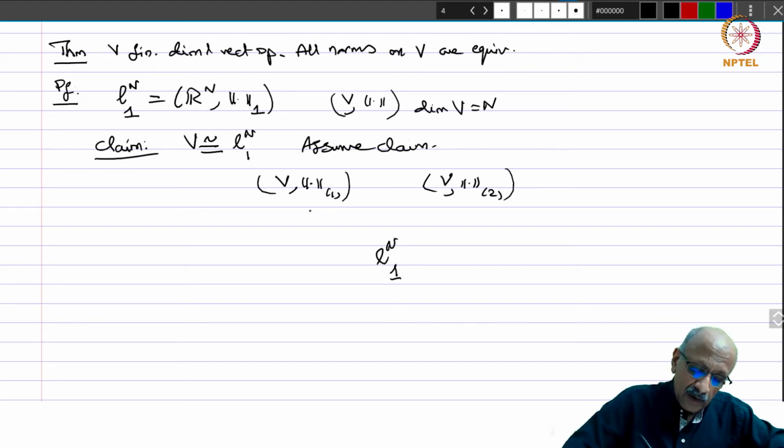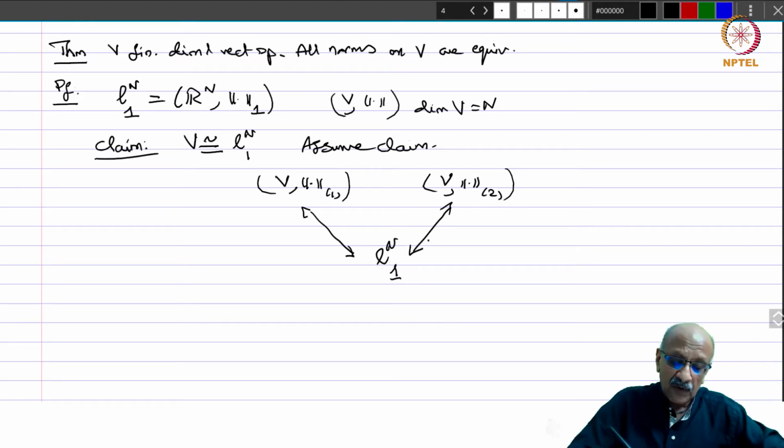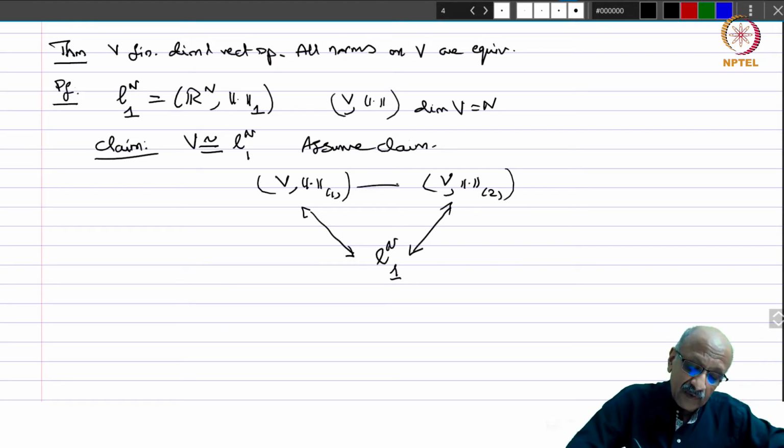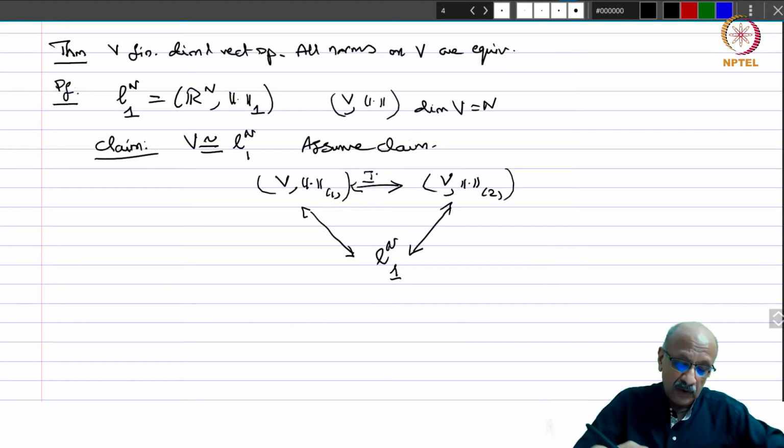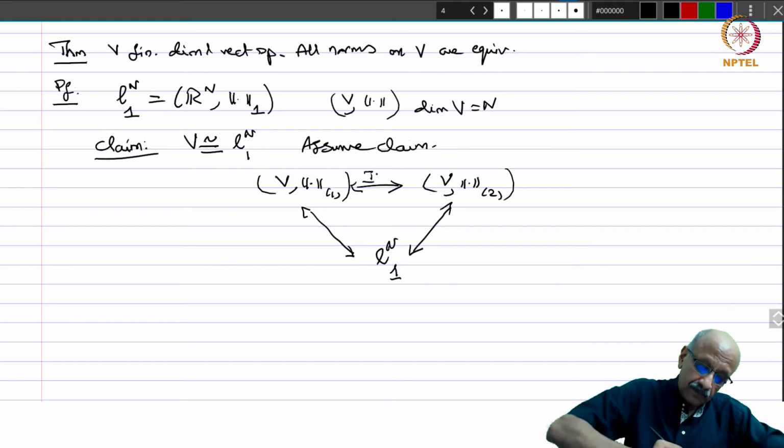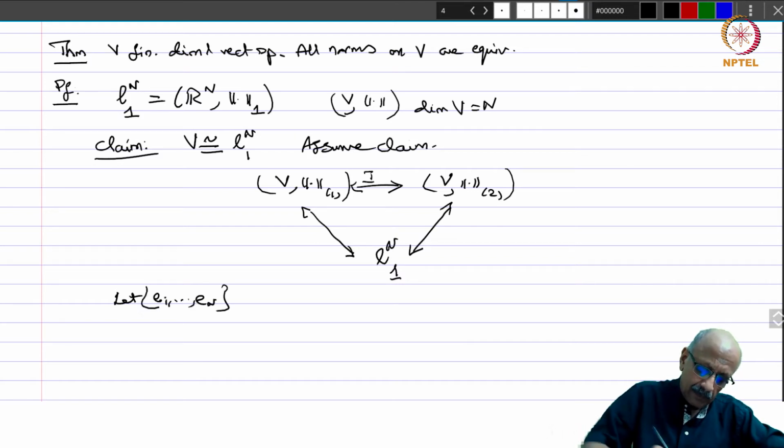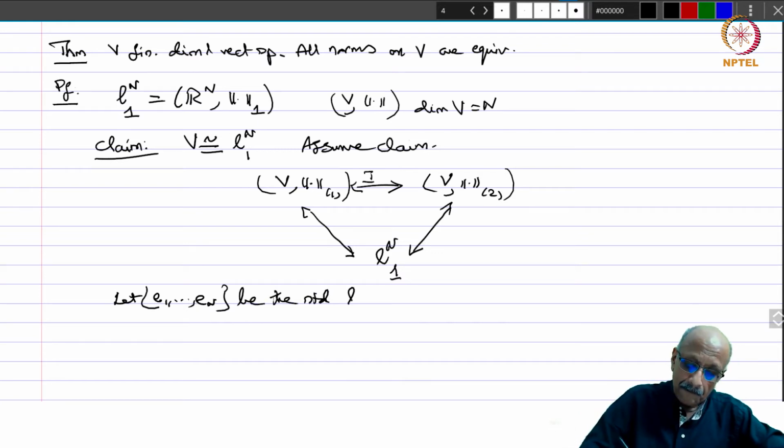Now we will show that this is isomorphic, this is isomorphic with the same map, and then we will show therefore the identity map here is also going to be an isomorphism. That will be the idea of the proof. So proof, so let e1 to en be the standard basis of Rn.